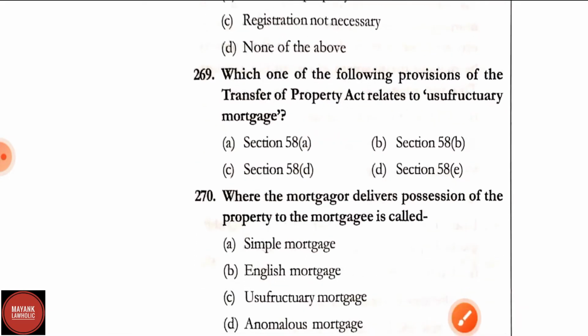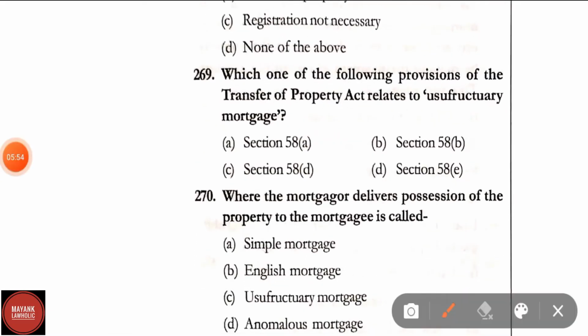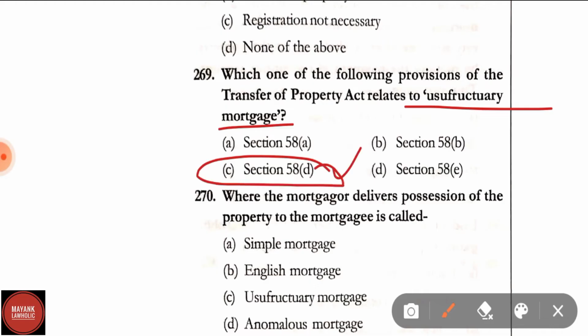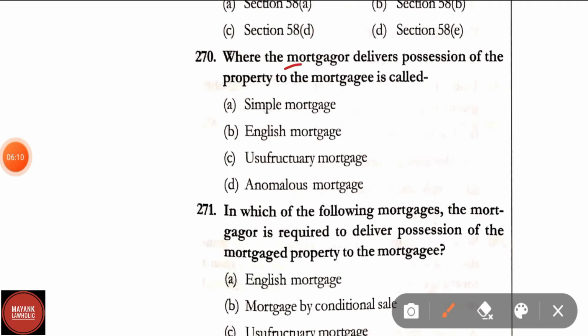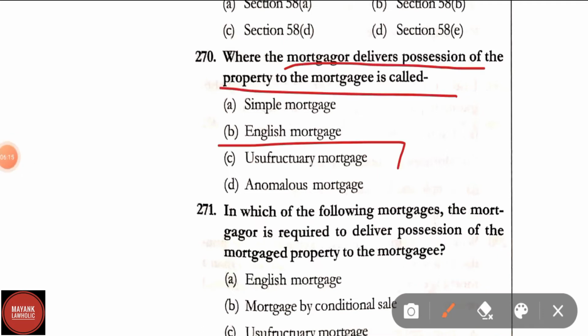Question number 269. Which one of the following provisions of TPA relates to usufructuary mortgage? Options are section 58 clause A, section 58 clause B, option C section 58 clause D, option D section 58 clause E. Correct answer is section 58 clause D. Question number 270. Where the mortgagor delivers possession of the property to the mortgagee is called usufructuary mortgage.